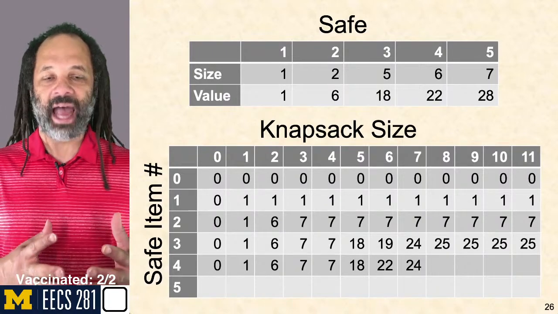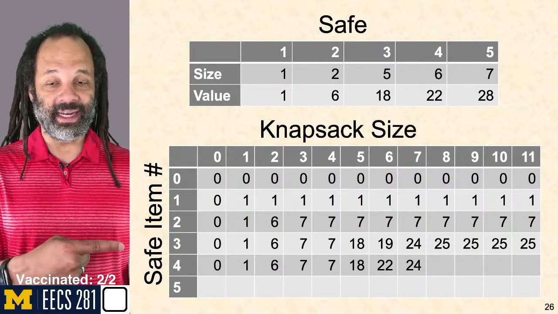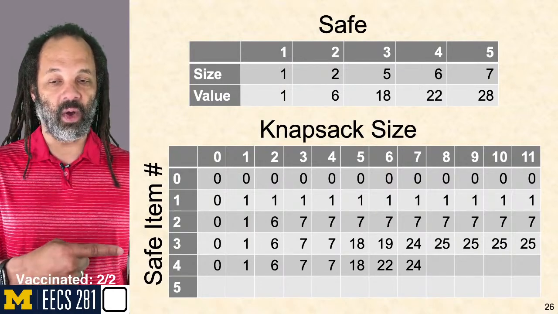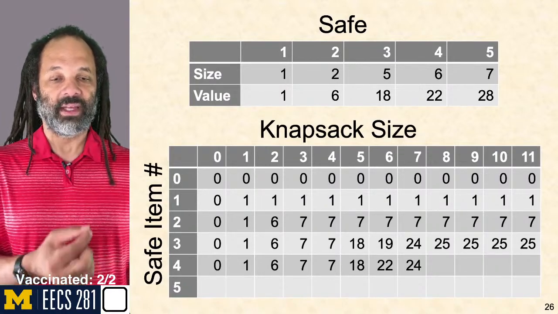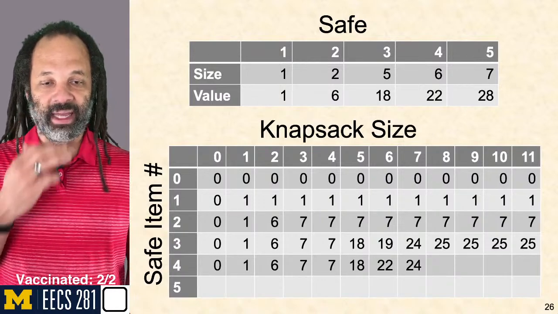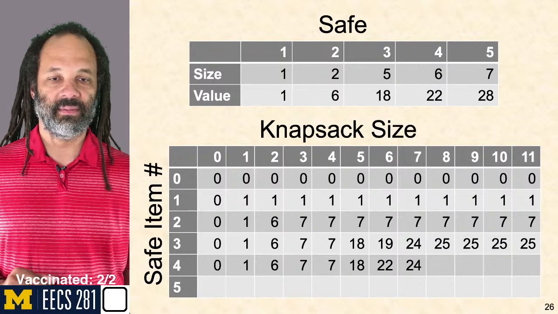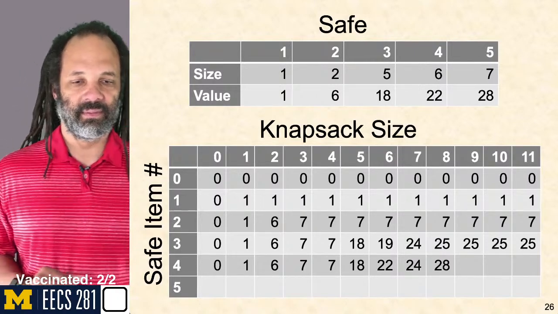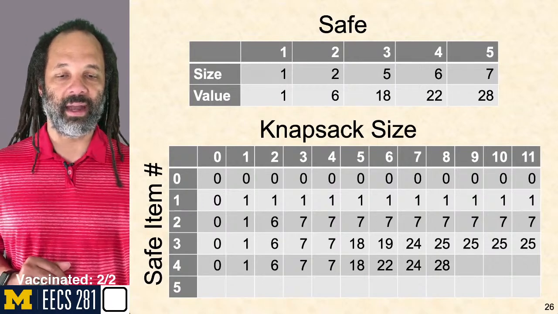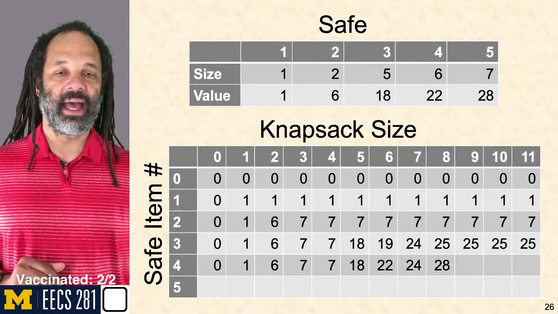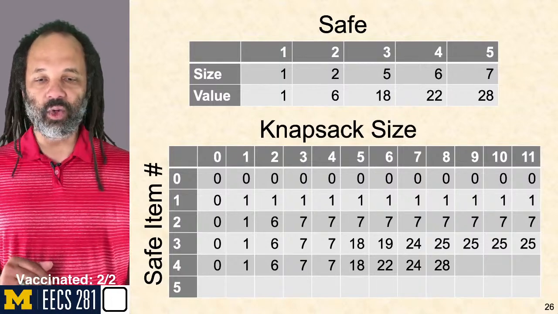23, however, is not an improvement over the size 7 bag that I had that didn't include the number 4 item, so I don't include the number 4 item. That's why the 24 is written from directly above that in column 7, row 3. Now it fits and it makes a difference, so we're going to include that. So at bag of size 8, I would take that size 6 item plus my best size 2 bag.